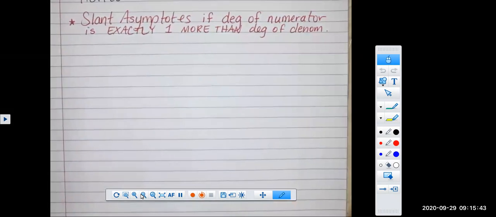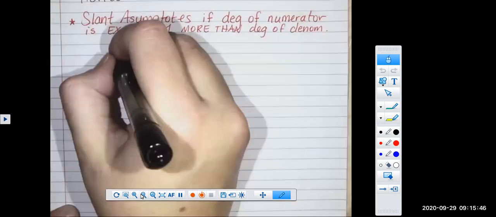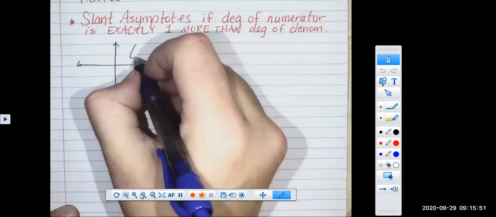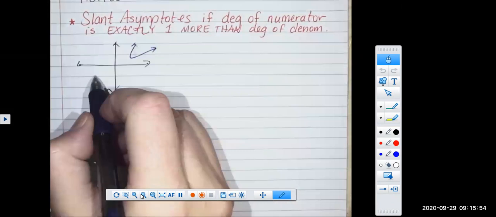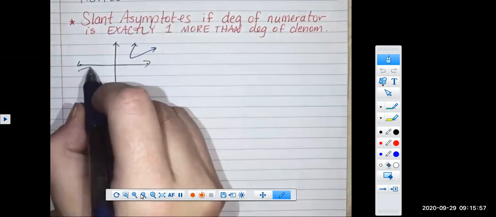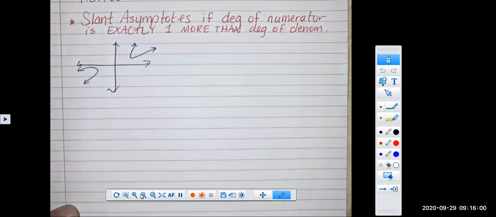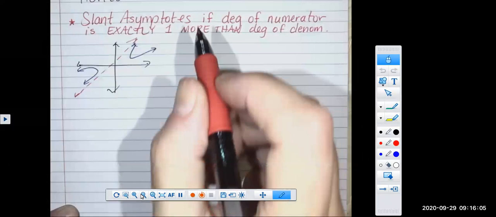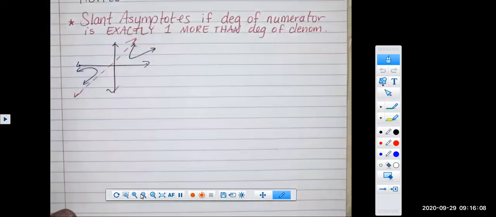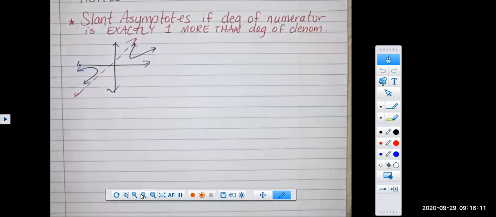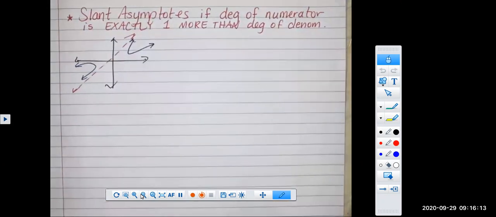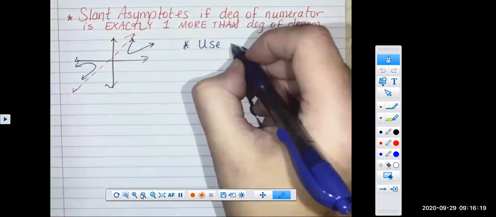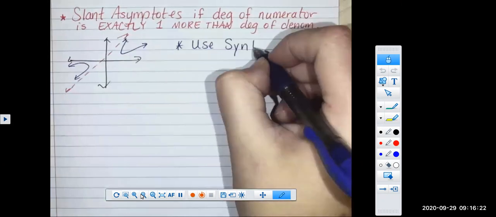And what a slant asymptote looks like, and you don't have to draw this, but if I have a graph that looks like this, you might have an asymptote that, of course, is slanted, and your graph can never touch that line. With slant asymptotes, they are never going to cross. But let's look at how you find them. You use synthetic division to find them.